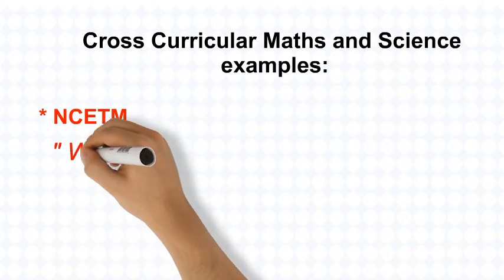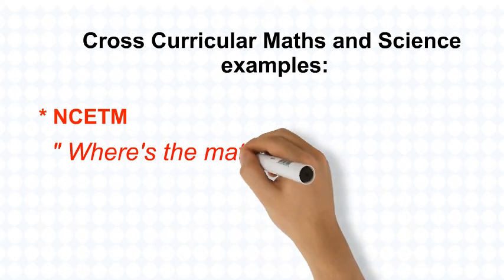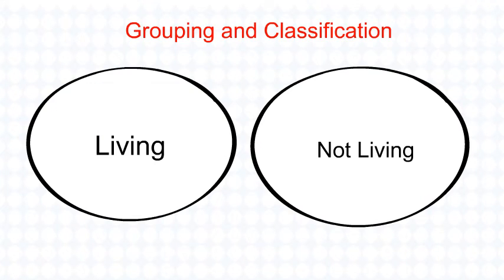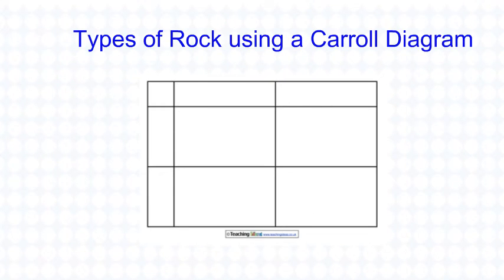The National Centre for Excellence in Teaching in Mathematics provides an in-depth section entitled "Where's the Maths in That?". This gives inspiring ideas from across all key stages to enhance both maths and science teaching with the use of each other. The concept can be applied to many areas of the maths and science curriculum. For example, in the grouping and classification of living and non-living things, or in the use of Carroll diagrams to present data on different rock types.